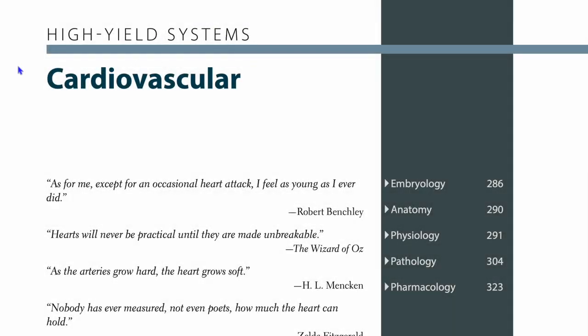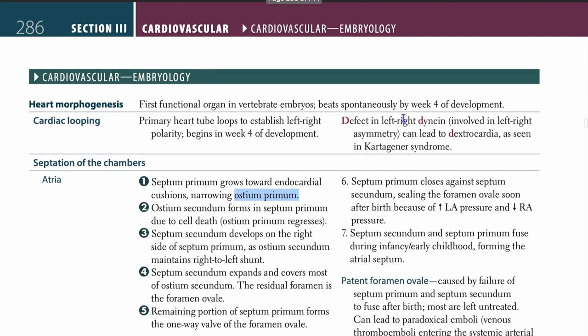High yield systems, starting with CVS, embryo. So heart morphogenesis, first functional organ in vertebrate embryos. Beats spontaneously by week 4 of development, right? So you can remember week 4 by thinking about the cavities in the heart. So there's two ventricles, two atria, so that's four cavities.